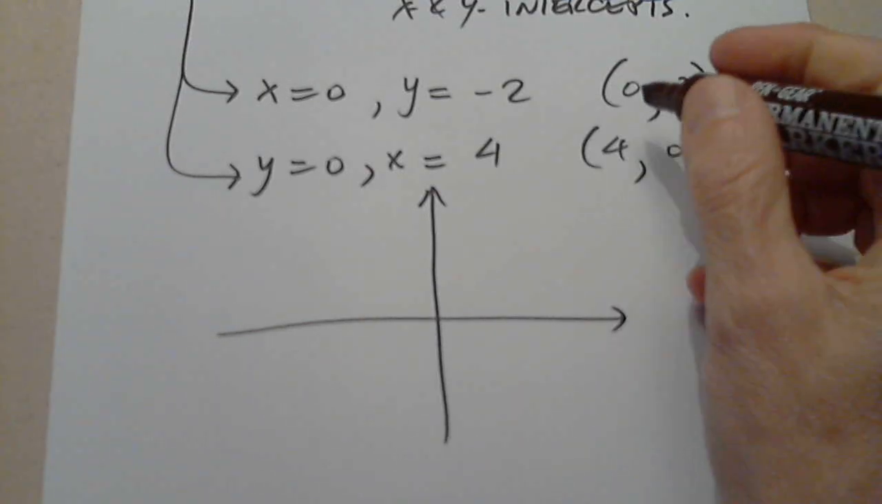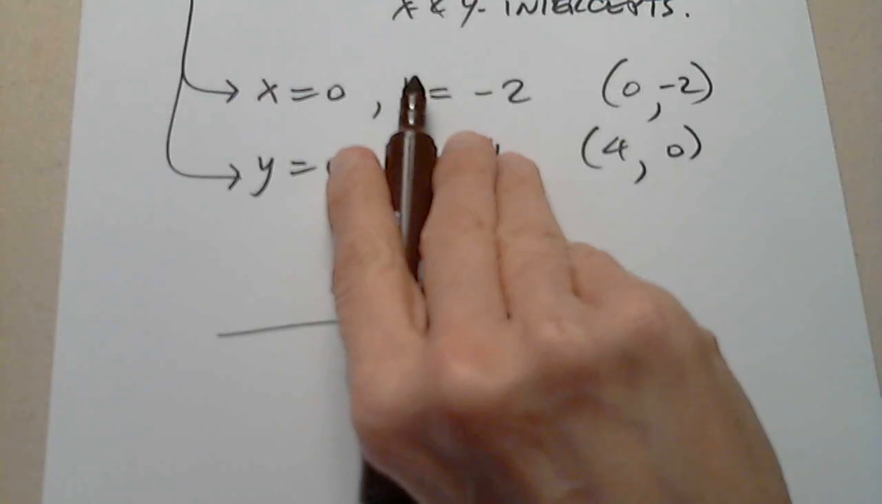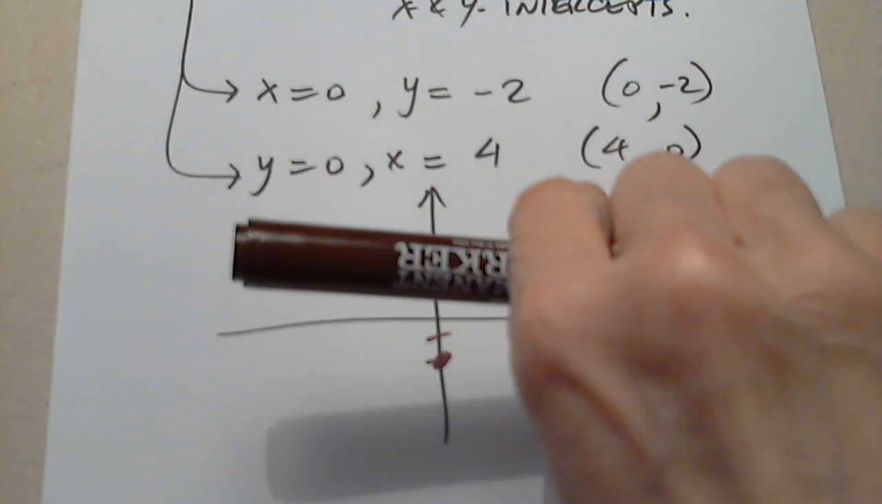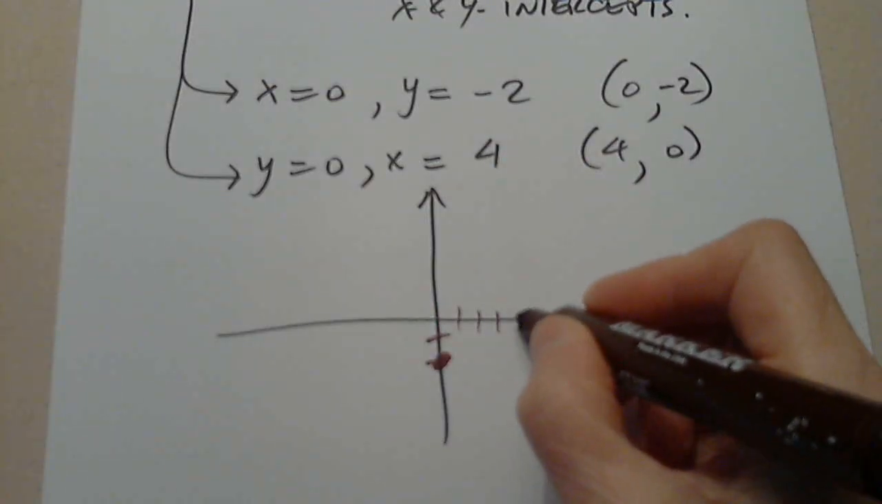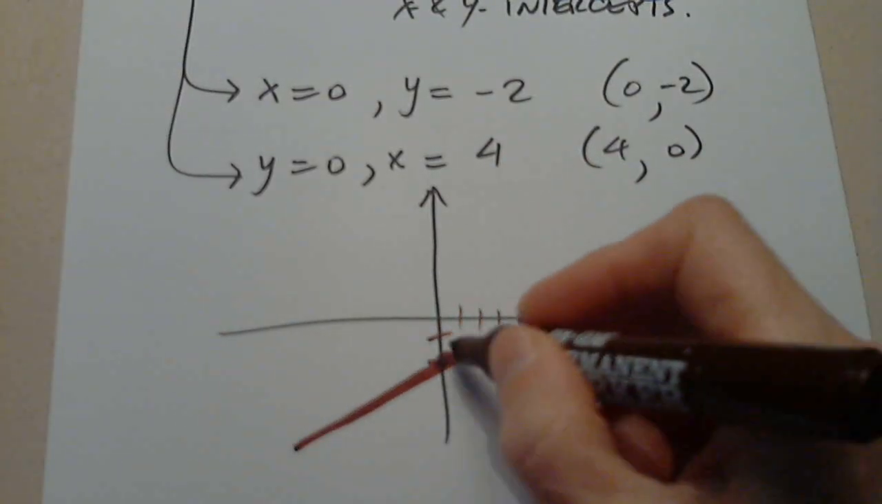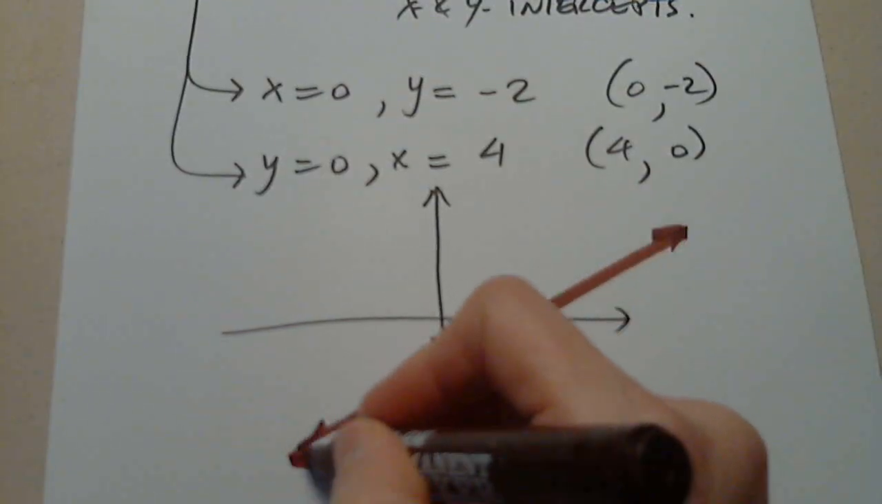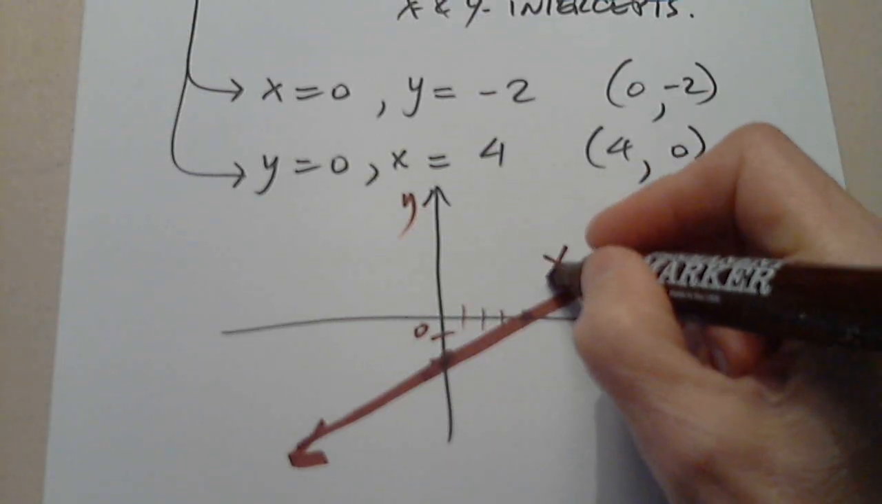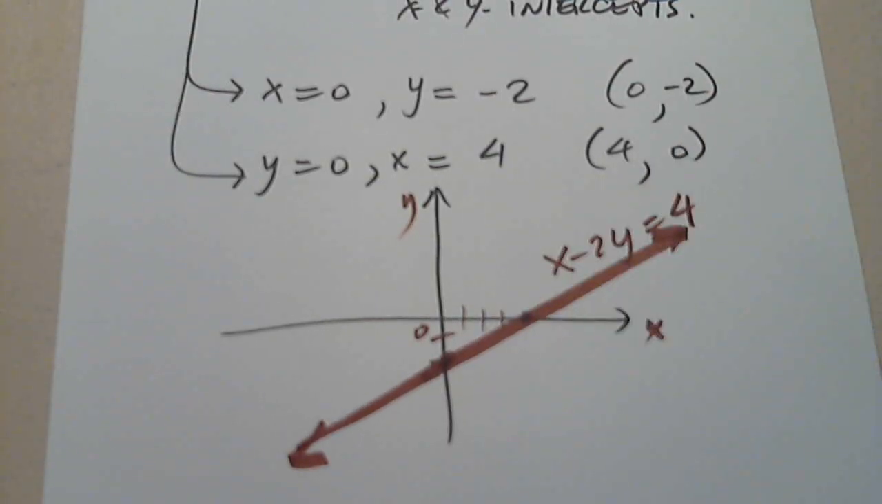Good. So 0 for x, -2 for y, and 4 for x, 0 for y. 1, 2, 3, 4. Connect and extend the line. On the line, below, left, or right, it doesn't matter. You have to write x minus 2y equals 4. Any questions on how to graph a line using x and y intercepts?